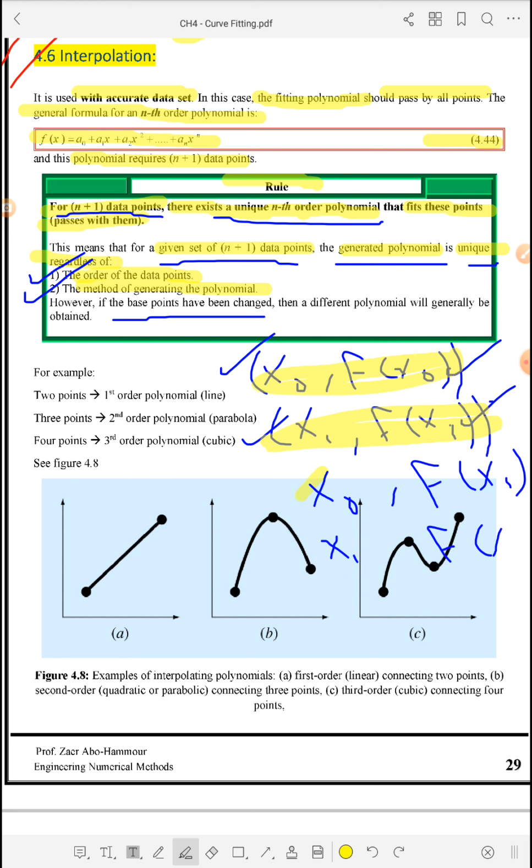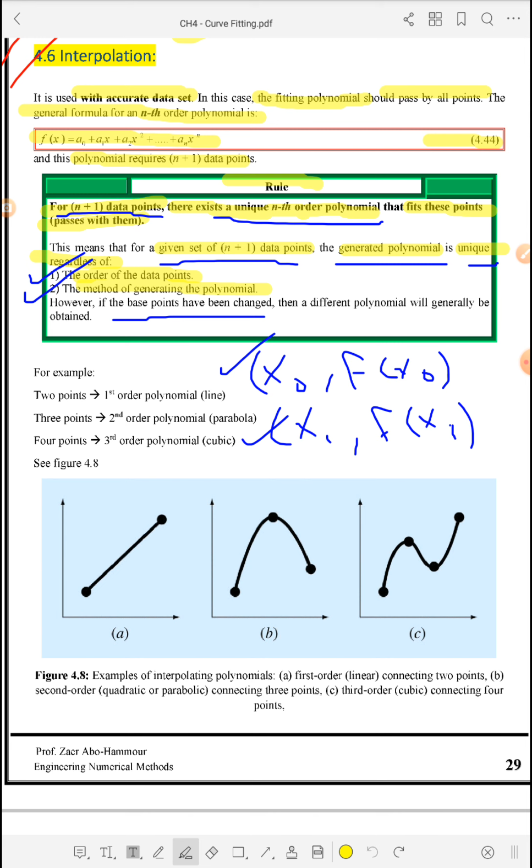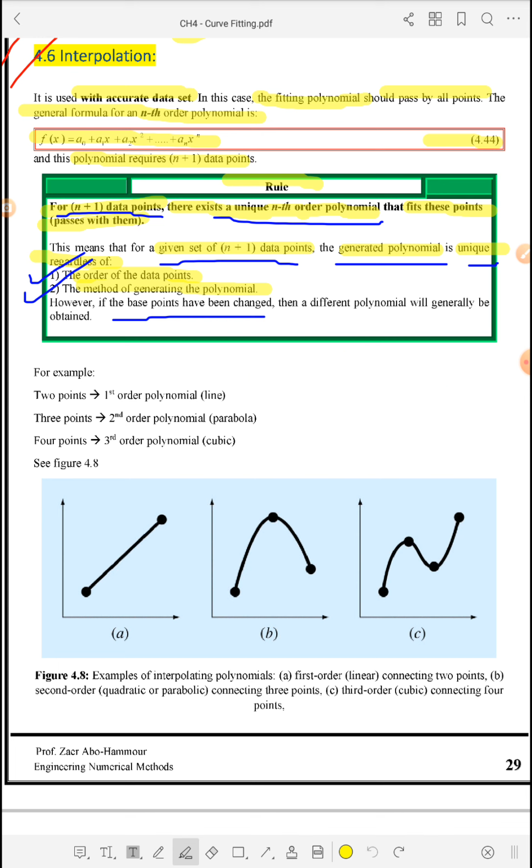So let us continue the examples in this page. So if we have two data points according to this rule, then a first order polynomial or straight line will be generated. If we have three data points, then a second order polynomial or a parabola will be generated. If we have four data points, we have a third order polynomial or cubic polynomial.